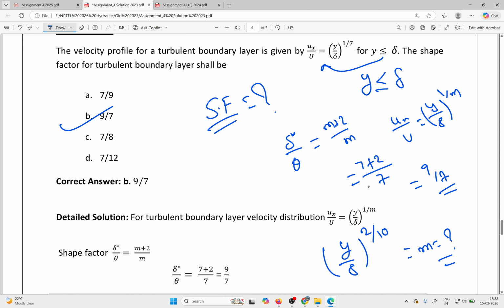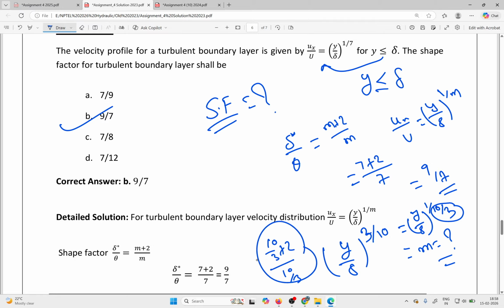So if it is 5, m is equal to 5. Here, if it was 3 by 10, then what will happen? 10 divided by 3. Finally m will be 10 by 3. So 10 by 3 plus 2 divided by 10 by 3 will give the shape factor. Okay, leave it, but here it is 1 by 7, so based on 1 by 7 your answer is 9 by 7. Remember please, this is very very important.